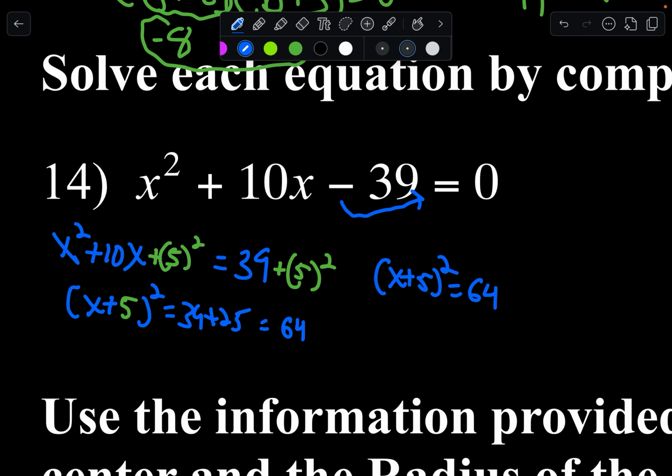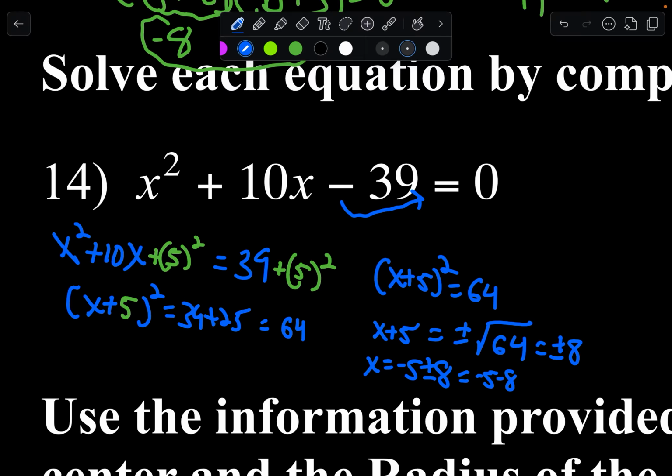So take the square root of both sides, you get x plus 5 on the left. On the right, you get plus or minus square root of 64, which we all know to be 8, plus or minus 8. And x equals negative 5 plus or minus 8, which is going to be negative 5 minus 8, which is equal to negative 13, and negative 5 plus 8, which equals 3. So we have negative 13 and 3 as our two solutions for that. All right?